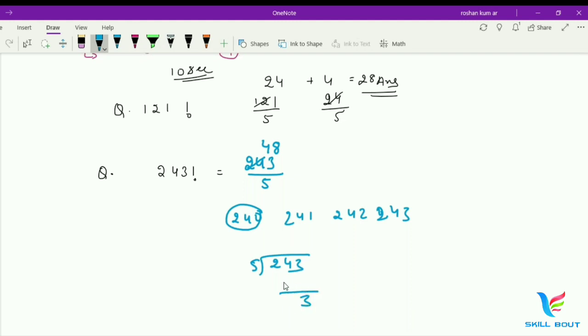One of my brothers asked, sir, what about this 3? This 3 will not give you any 5, so ignore it. Is that clear to every one of you?